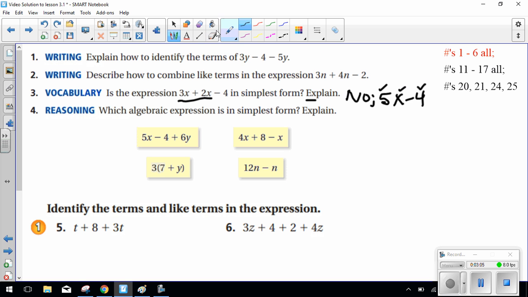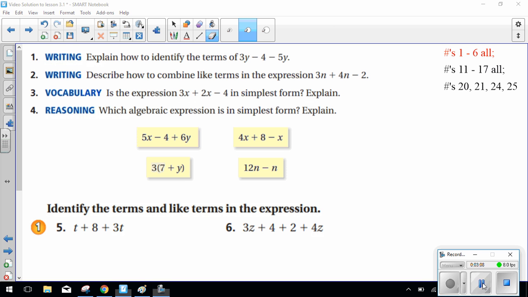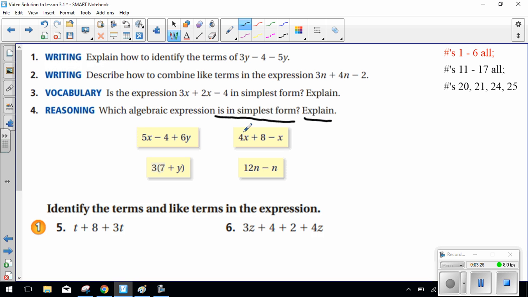Let's move on to number 4 here. Okay, which algebraic expression is in simplest form, and explain? So I really love this question because they're not asking you to simplify, they're saying which one is already simplified, and tell me how you know. So here's an x, so variable, constant, variable, but that's a y. So this one looks good. This one here, I have a term with an x to the first power, and here's another term with an x, but they're not combined. So this one, not simplified.